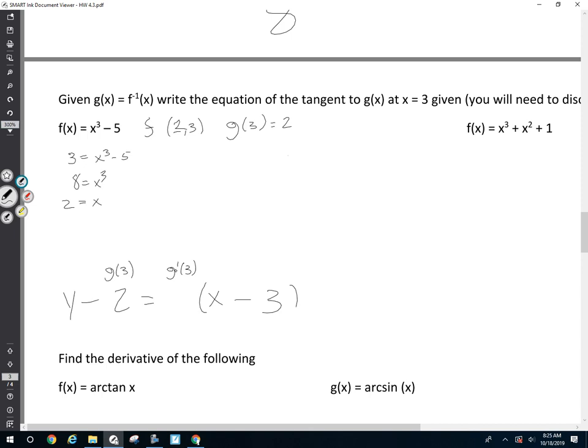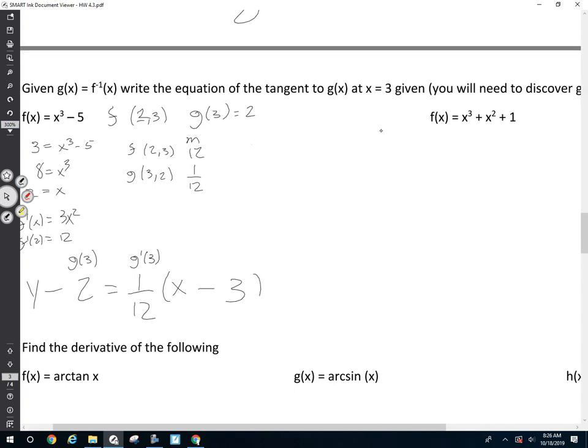Now what I need to find is g prime of 3. Well, to find g prime of 3, let's look at f. F's got 2, 3. If I know the slope of f at 2, 3, I'll know the slope of g at 3, 2. It'll be the reciprocal. F prime is 3x squared. F prime of 2 is 12. So this is 12. This is going to be 1/12. Here is my equation of my tangent line to g, the inverse to f, at 3, 2. Okay, so a little bit more involved there.